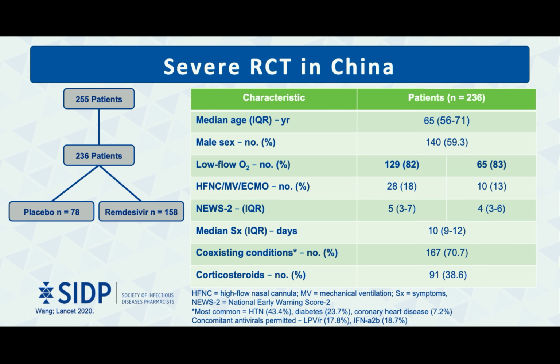The median NEWS2 score at baseline was 5 and 4, corresponding to a moderate and low risk severity of illness, respectively. Median duration of symptoms prior to enrollment was 10 days, with an interquartile range of 9 to 12 days, and the majority of patients had coexisting conditions at baseline, with the most common being hypertension, diabetes, and coronary heart disease.